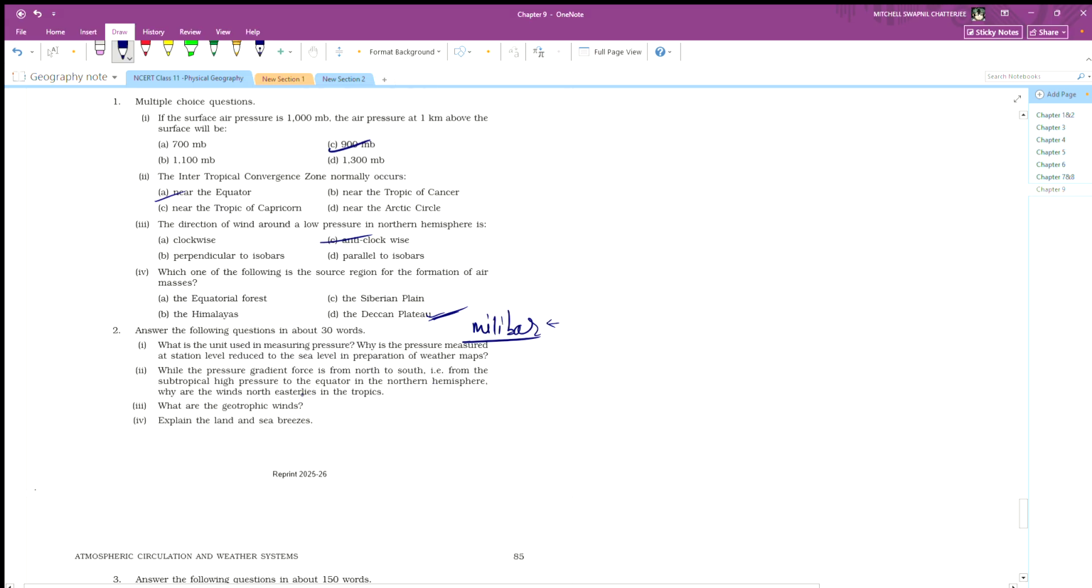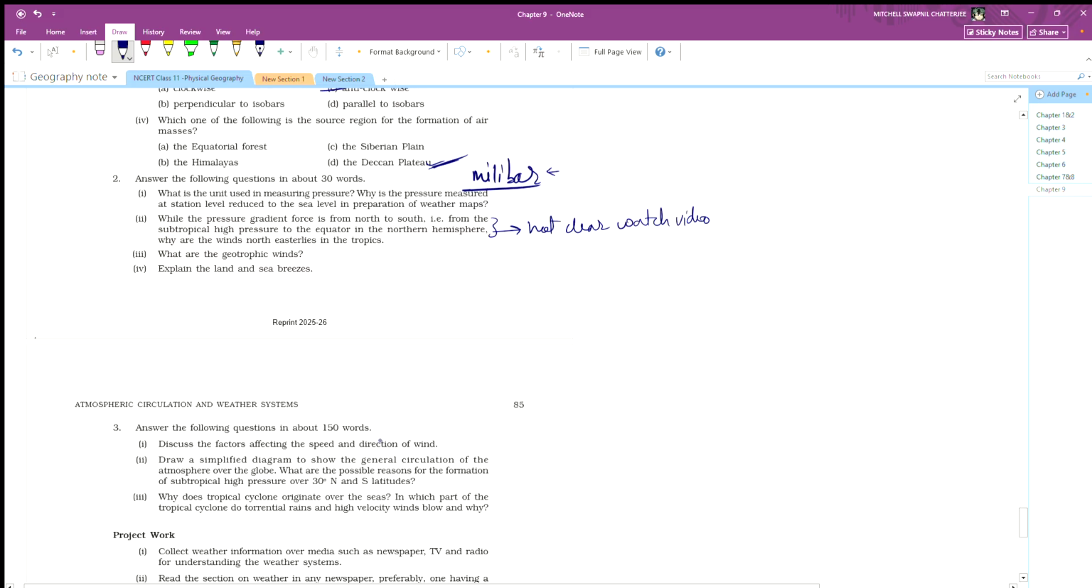Why are the winds not easterlies in the tropics? We will read this, not done yet. Watch the video. Geostrophic wind, we have done this. Explain the land and sea breeze. This is very easy.